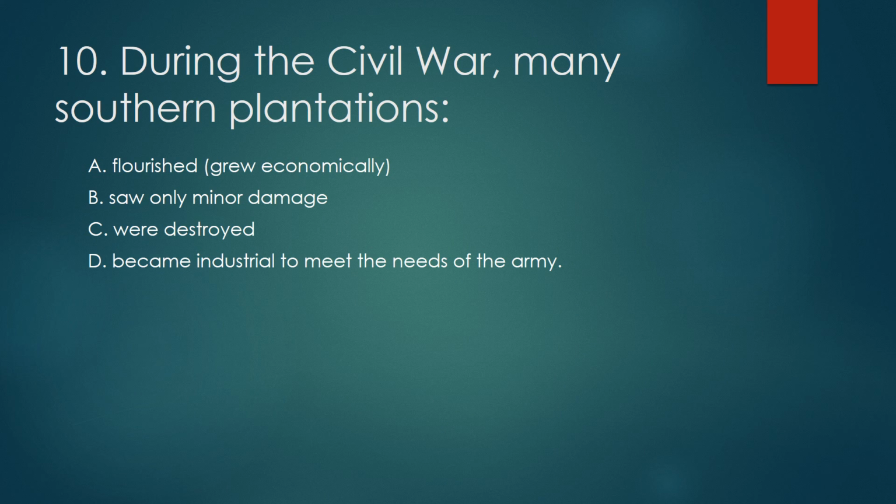During the Civil War, many Southern plantations, A, flourished, grew economically. B, saw only minor damage. C, were destroyed. D, became industrial to meet the needs of the Army.